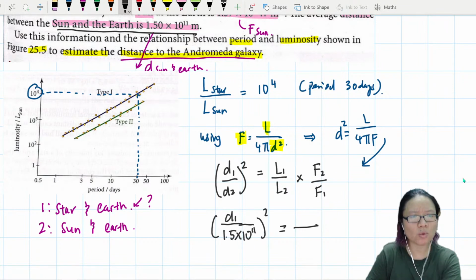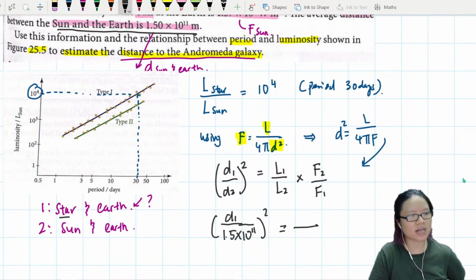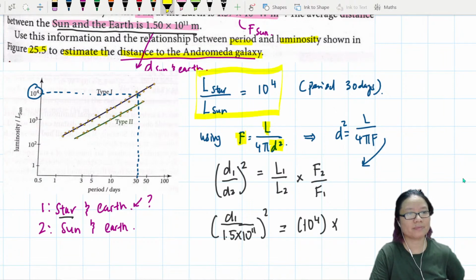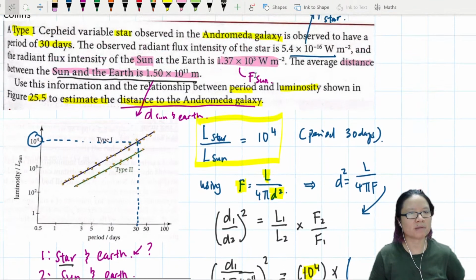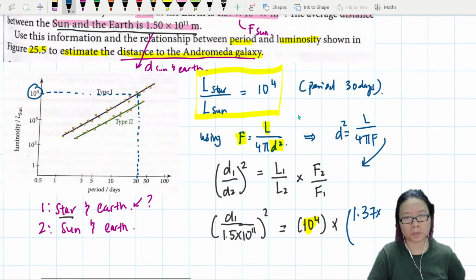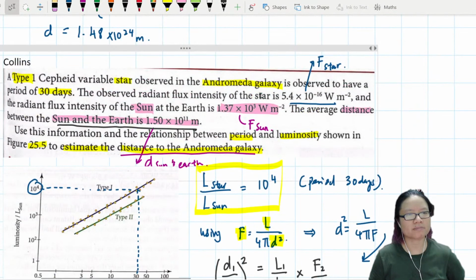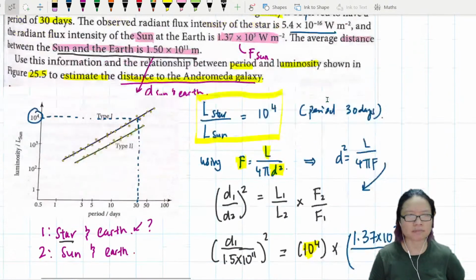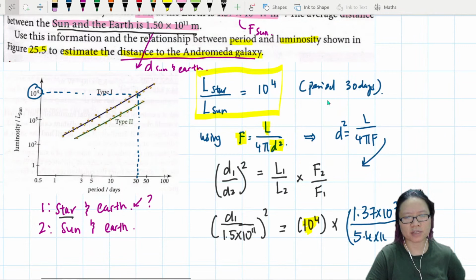Okay. L1 over L2. 1 and 2 is star over sun. We have star over sun, right? 10 to the power of 4. Then this one. All right. And finally, the radiant flux of 2. 2 is the sun and Earth. Now, F sun is this one. 1.37 times 10 to the power of 3 over the 1. 1 is star and Earth. Star and Earth is 5.4 times 10 to the power negative 16.